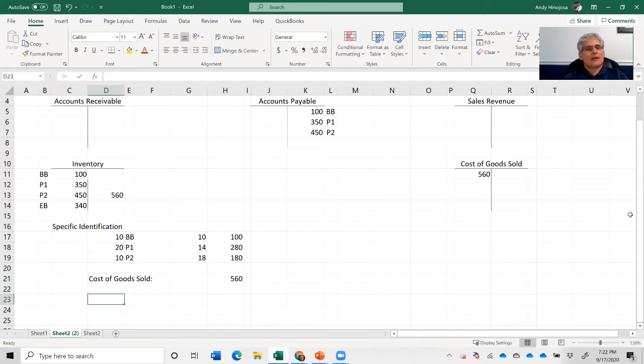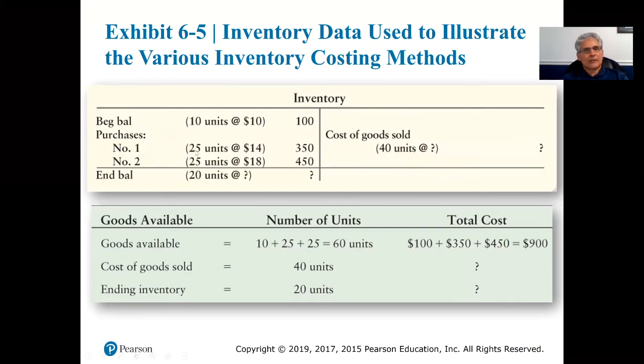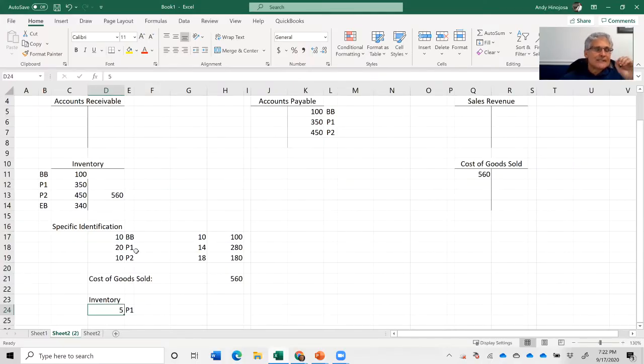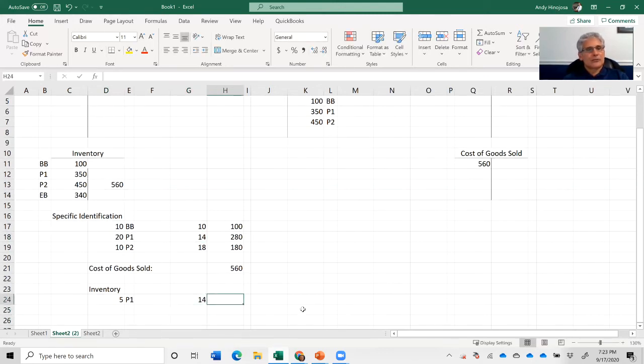So this represents the cost of goods sold, 560, but now our inventory is made up of, well, none of the 10 units are here anymore. The beginning balance is gone, but we have a few of the first purchase. How many do we have left? We have 5 remaining. Let's go back and look. Yep, on number 1, we bought 25, but we specifically identified that we sold 20 of those, so what's remaining is 5. The cost on the first purchase was 14, so we'll take the 5 and multiply it by the 14. The dollar amount still in inventory is 70.